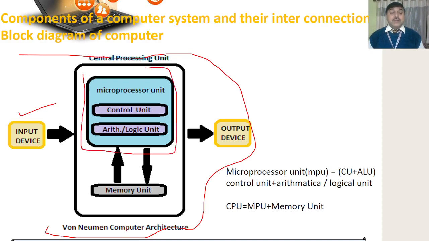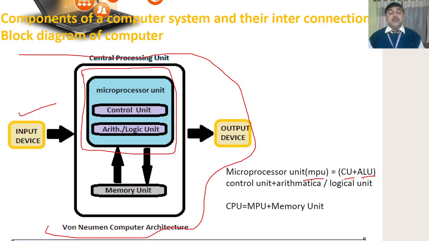So what is this microprocessing unit? It is the unit where you find a control unit and an arithmetic or logical unit, or both the arithmetic and logical unit. Combining these, one unit is formed: the microprocessing unit, MPU, made of the CU, that is the control unit, and the arithmetic logic unit. We can have either an arithmetic unit or a logic unit, whichever is applicable according to the machine.